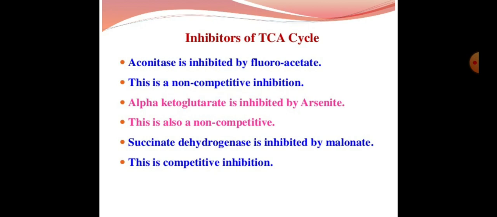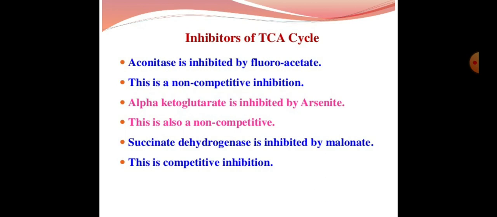Inhibitors of the TCA cycle: how can we stop it if we don't need energy? Aconitase is inhibited by fluoroacetate. This compound inhibits the TCA cycle, so there is no respiration, which leads to the death of the cells. They stop the energy. Aconitase is inhibited by fluoroacetate. This is a non-competitive inhibition.